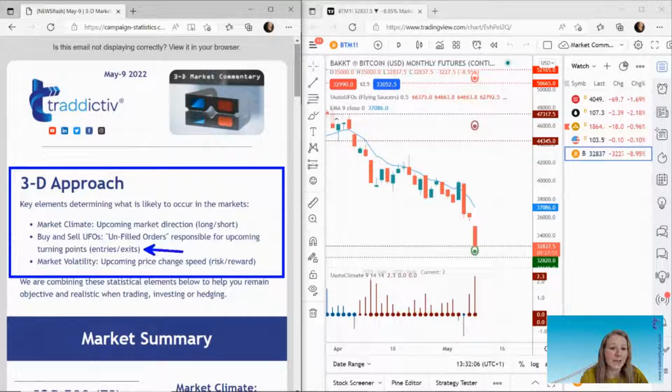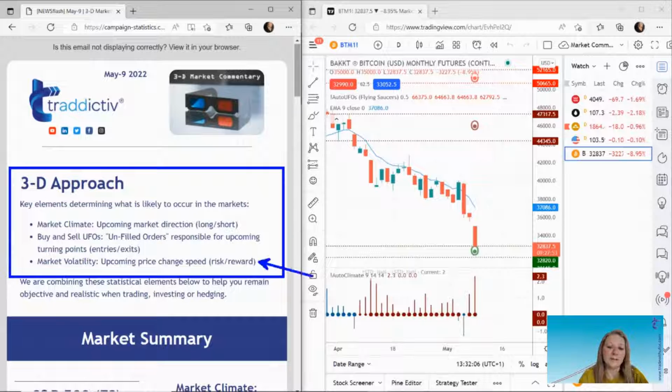Then we have buy and sell UFOs. UFO in this case meaning unfilled orders. Where do we have buyers waiting to buy? Where do we have sellers waiting to sell that could move price? Buyers are likely to push price up, sellers are likely to push price down. Again, we use an app to help us. It's called Auto UFOs, and we see these little green UFOs. They show us where the buyers are. We see these little red UFOs. Those show us where the sellers are. So we'll look at that per market as well.